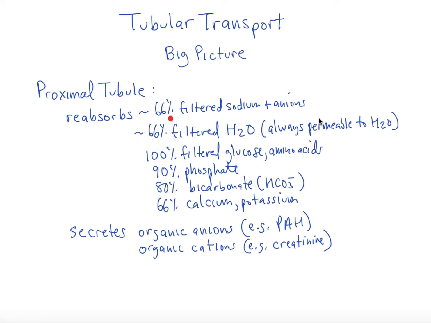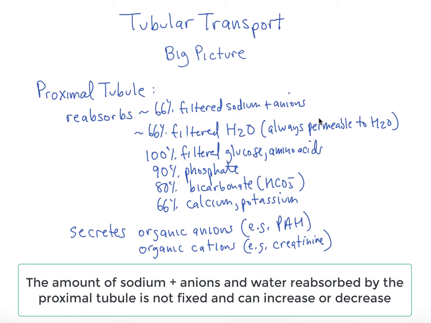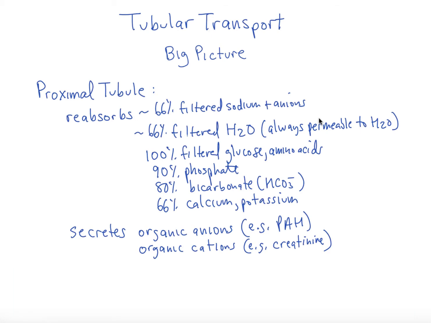About the same amount of water, about 2/3 or so of the filtered volume, is also reabsorbed, and the proximal tubule is always permeable to water. Also, other substances to keep in mind is 100% of the filtered glucose and amino acids are reabsorbed as well, which means that there's zero amount of glucose and amino acids appearing in the urine. Also, about 90% or so of the phosphate, 80% of the bicarbonate, and about 2/3 of the calcium and potassium.